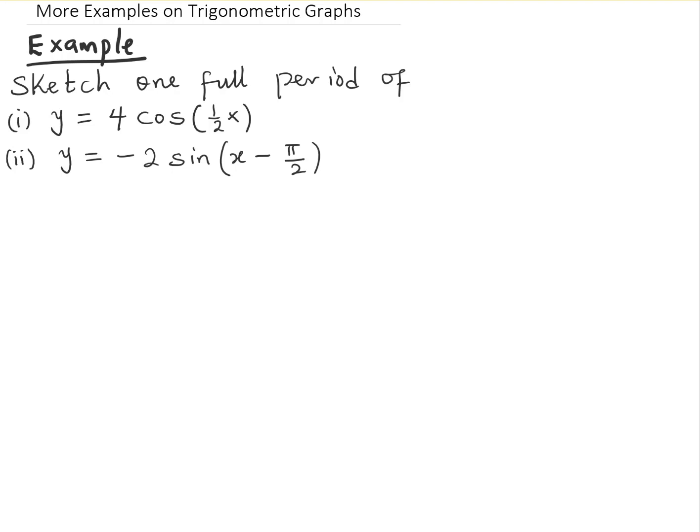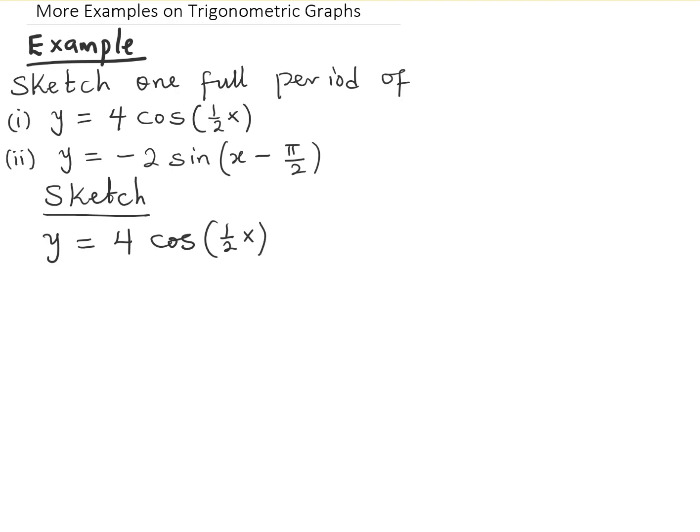So I'm going to consider more examples on trigonometric graphs. The first one to look at is the graph of y equals 4 cosine half of x. Let us try to see the sketch. All right, so for y equals 4 cosine half of x.